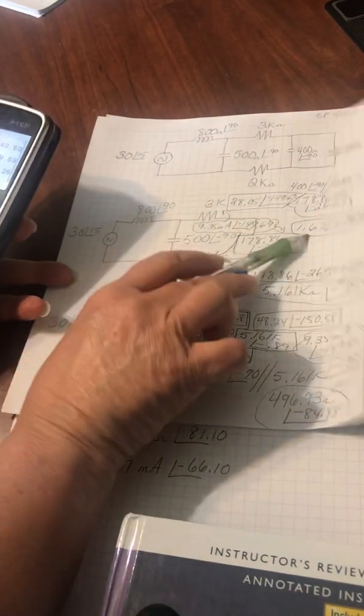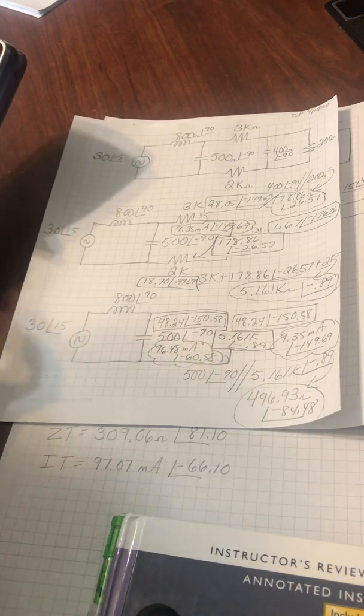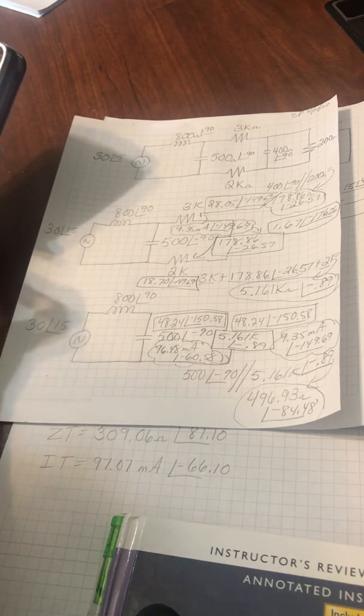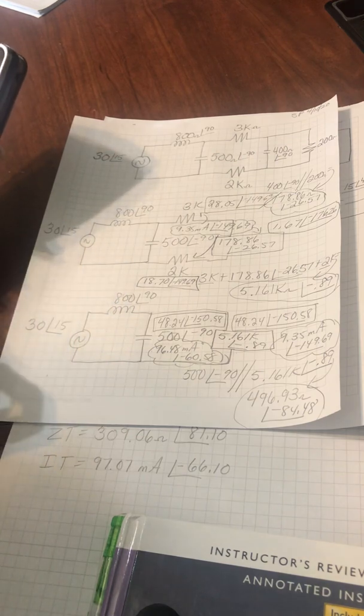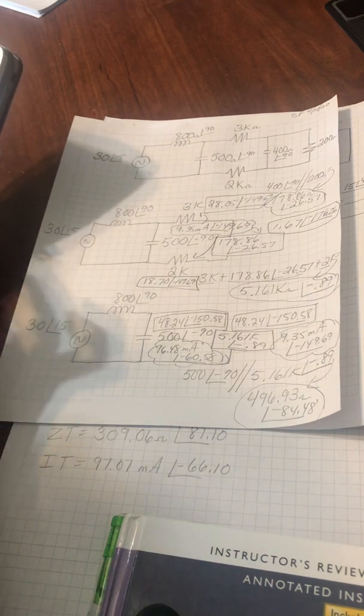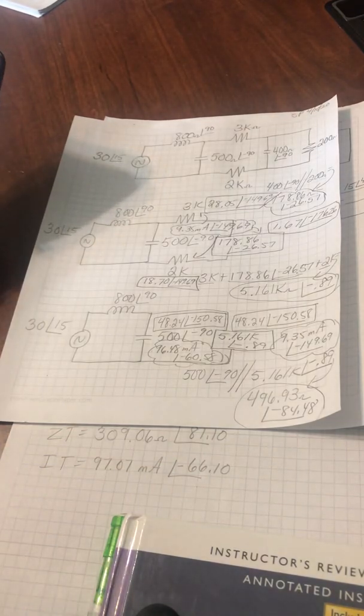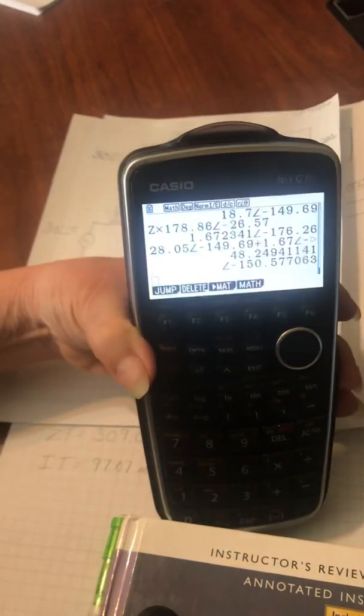We need to make sure that these three voltages add up to where it came from, which is here, right? So let's do that. So we got 28.05 at an angle of negative 149.69 plus 1.67 at an angle of negative 176.26 plus 18.70 at an angle of negative 149.69. And these should add up to 48 at negative 150. And here we go. There's the proof it adds up.